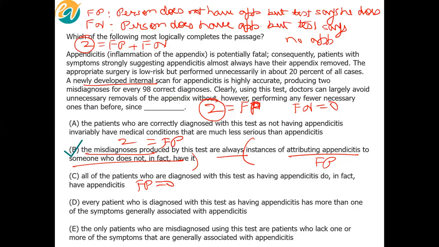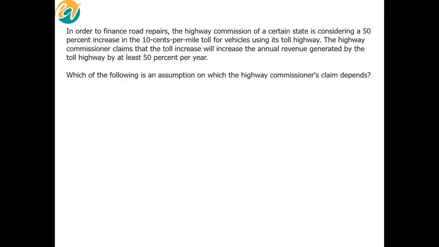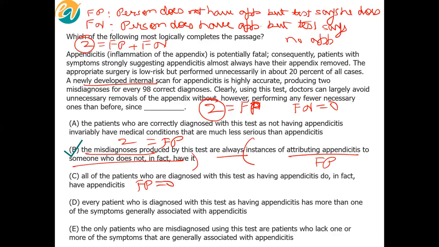Clear, guys? All right. Can we see Alpha once? Alpha: the patients who are correctly diagnosed with this test as not having appendicitis invariably have a medical condition much less serious. Seriousness is not really out of scope, right, Bharat? Okay. How serious?